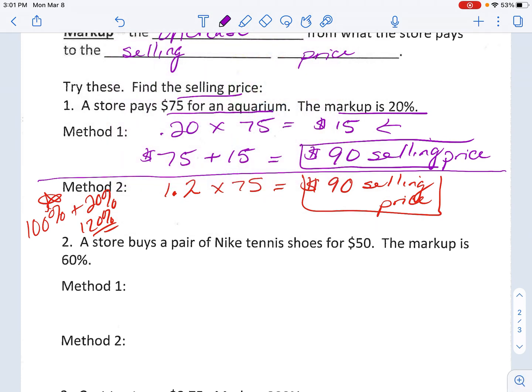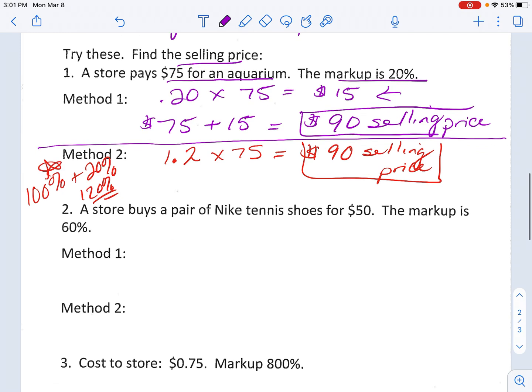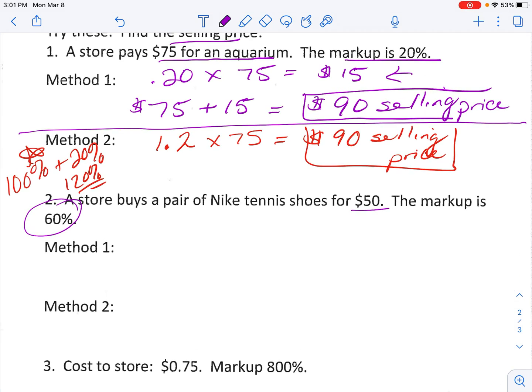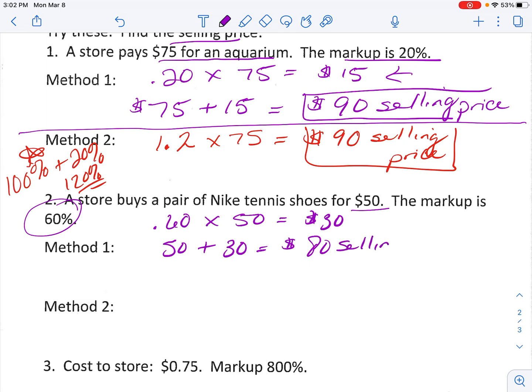Let's look at another one. A store buys a pair of Nike tennis shoes for 50 bucks. They mark it up 60%, so they make that profit on those Nike shoes. So method one, we're going to pay 60% of the $50. 0.60 times 50 is $30 is what they're going to mark them up. The original was 50. They're going to add $30 for each shoe, so they're going to sell them for $80.